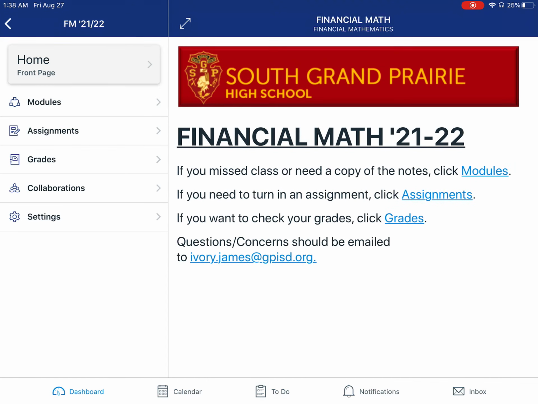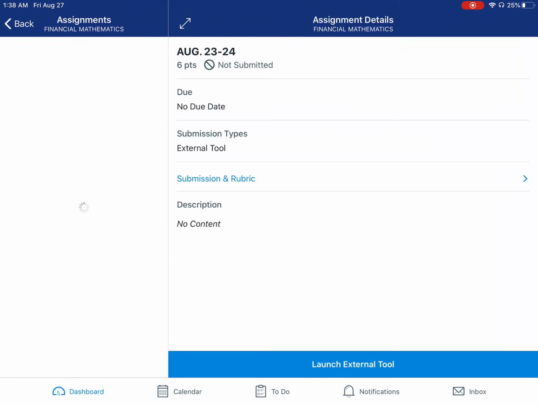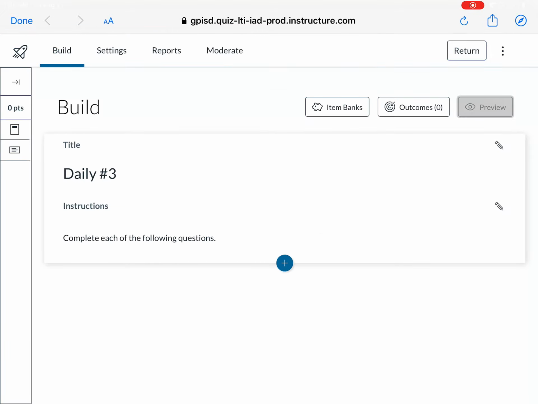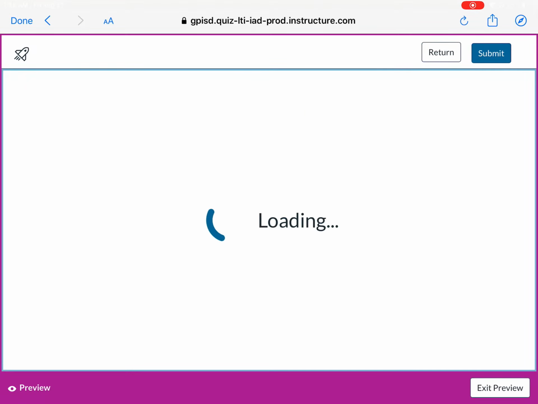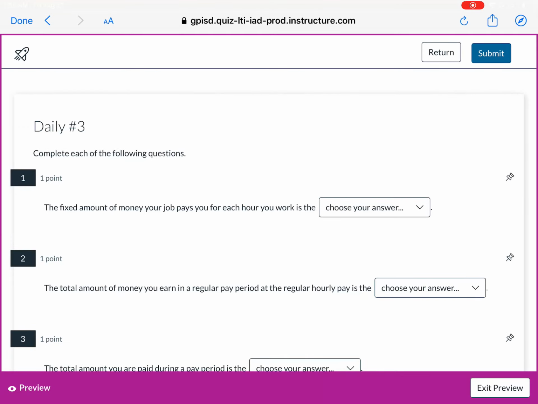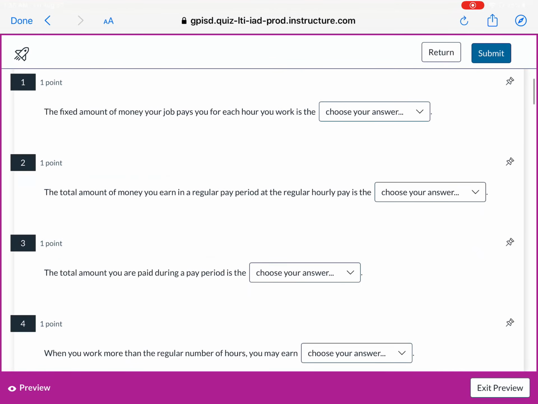All right, so in this video, we are going to go over daily number 3. Go ahead in Canvas, open up assignments, and click on daily number 3. The first couple questions are vocab, and these are the same vocab words that we've worked with already.